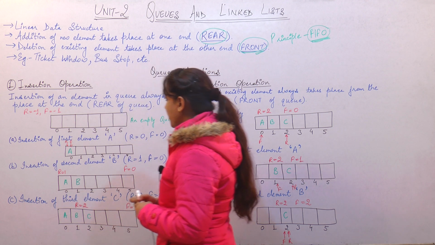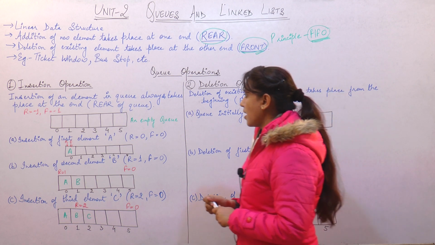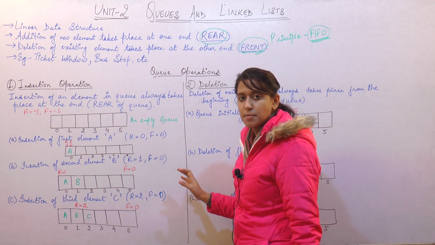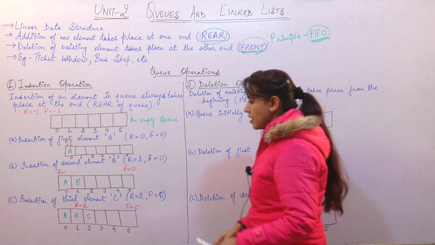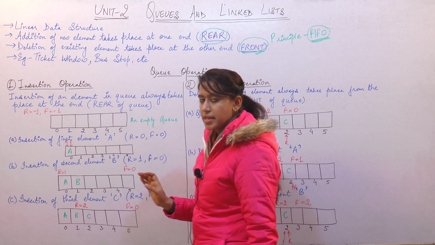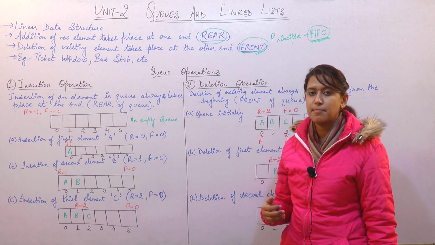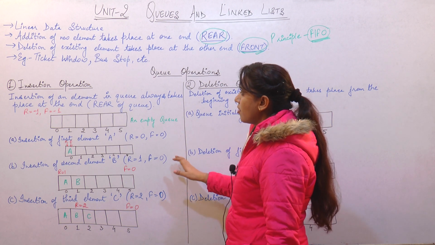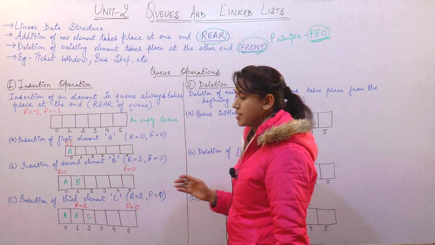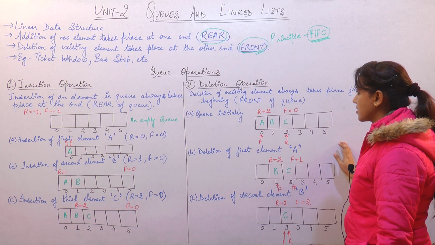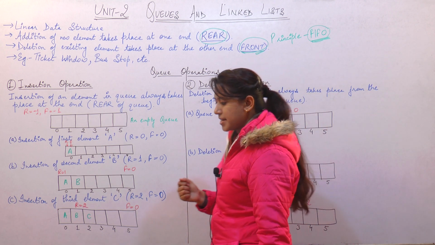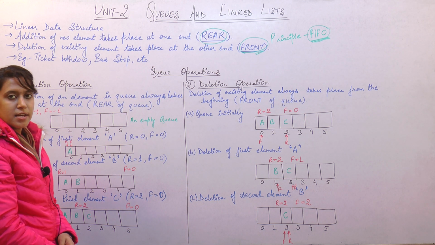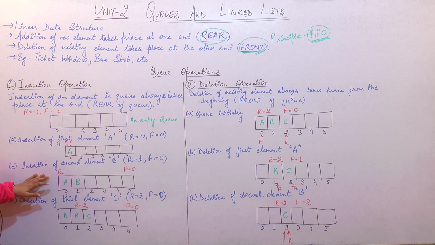Discussing queue operations, they are the insertion operation and the deletion operation. Mainly these two operations are performed on the queue data structure. In the insertion operation we will see that whenever a new element is added to the queue, how the positions of the rear and front ends change. And in the deletion operation we will discuss how, when an already present element of the queue is deleted, the positions of the rear and front ends are affected. So let's start with the insertion operation.